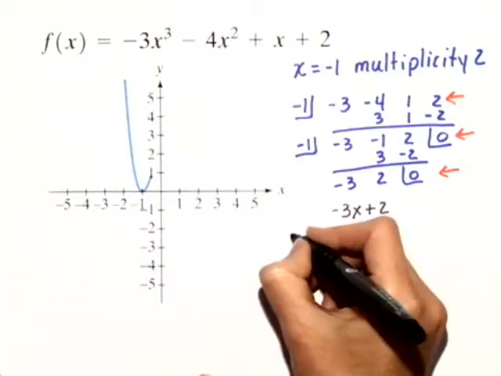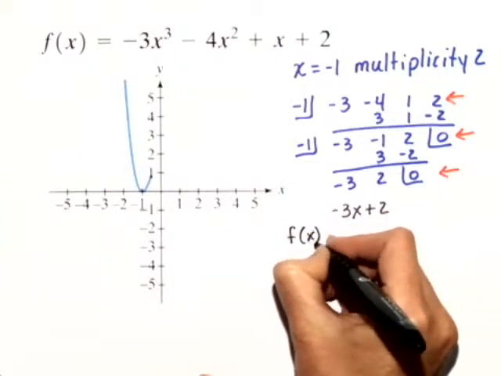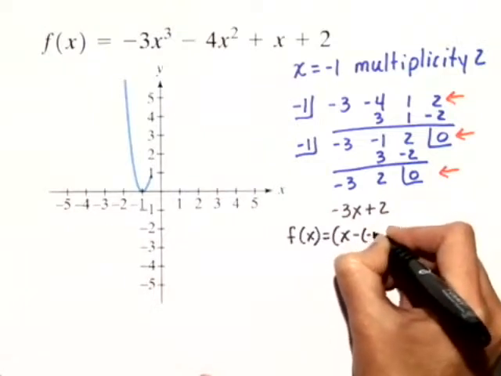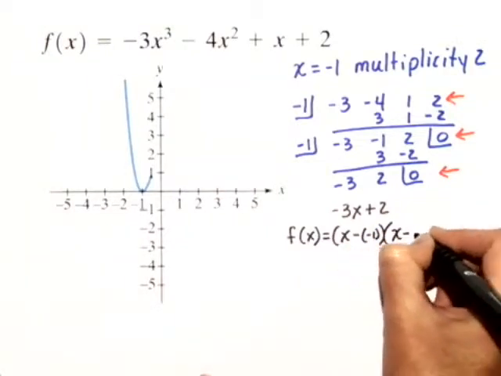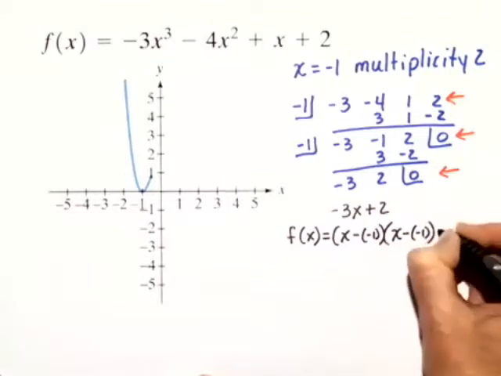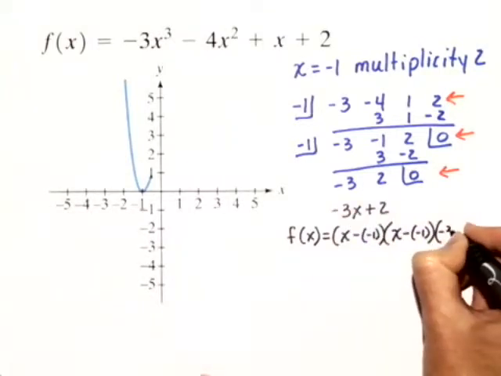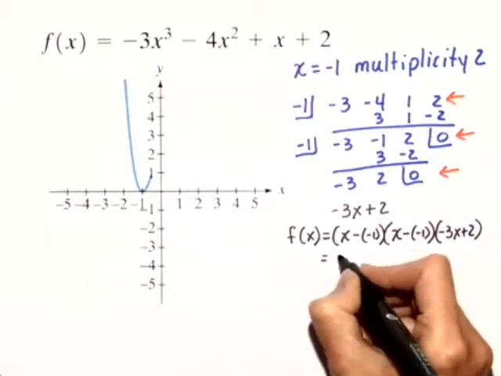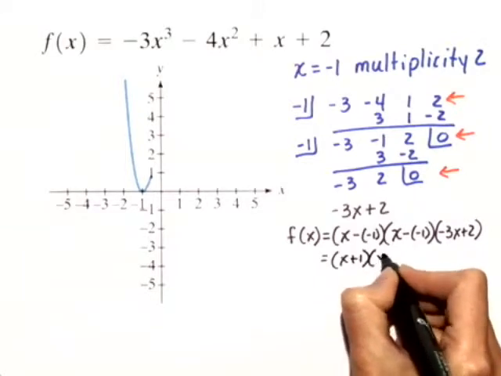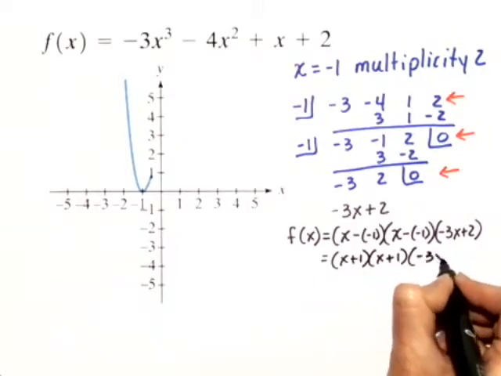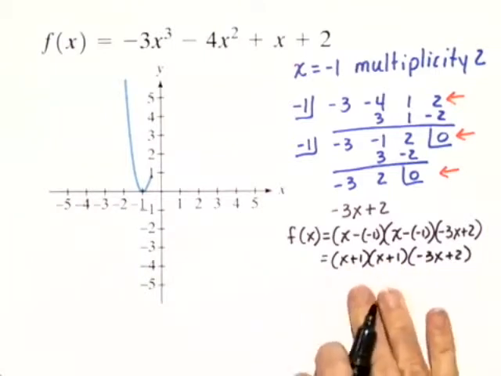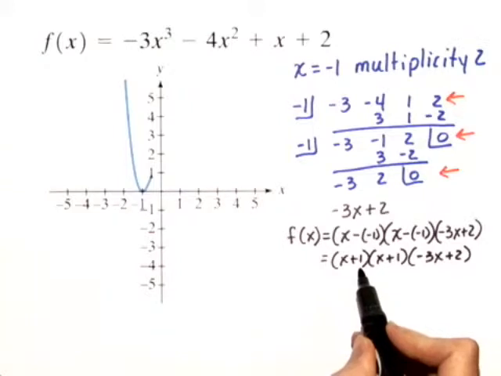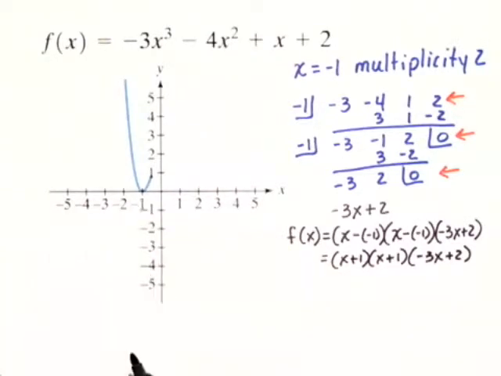In other words, I could write f of x as x minus my first root of negative 1 times x minus the next root of negative 1 again, times negative 3x plus 2. So this is really x plus 1 times x plus 1 times negative 3x plus 2. I just wrote it in factored form so that you can see if we set x plus 1 equal to 0, we'll get a root of negative 1.